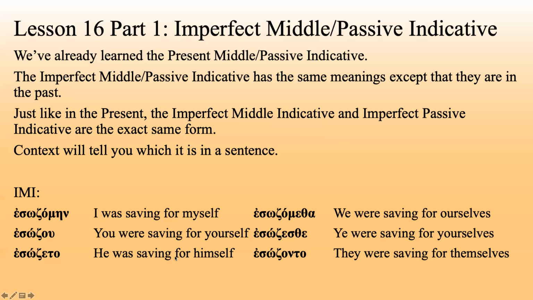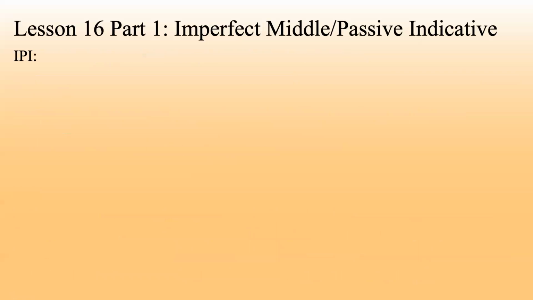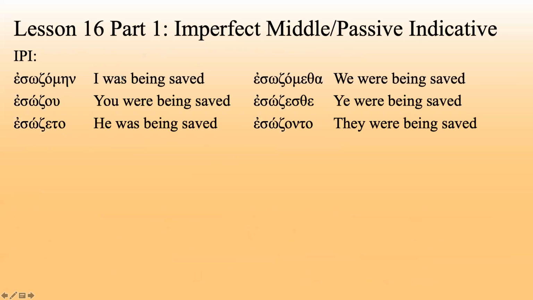Very, very similar to the imperfect active indicative, but adding the for myself, or contrastively, very similar to the present middle indicative, but changing it to the past. I was saving. For the translation of the verb, we're going to use this frame, I was or were blanking for blank self. So I was saving for myself or whatever it is with the particular verb and the particular person we're talking about. So if it's imperfect passive indicative, it's going to be I was being saved, you were being saved, he was being saved, we were being saved, ye were being saved, they were being saved.